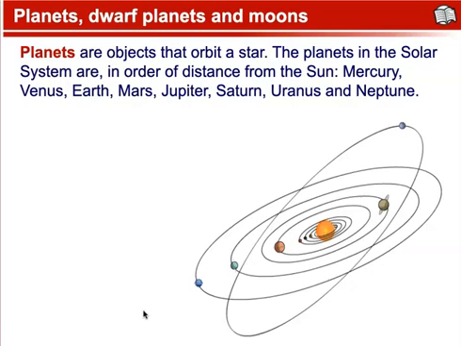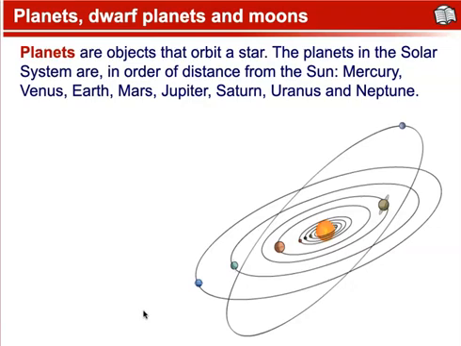Planets, dwarf planets, and moons. Planets are objects that orbit a star. The planets in the solar system are, in order of distance from the sun, Mercury, Venus, Earth, Mars, Jupiter, Saturn, Uranus, and Neptune.